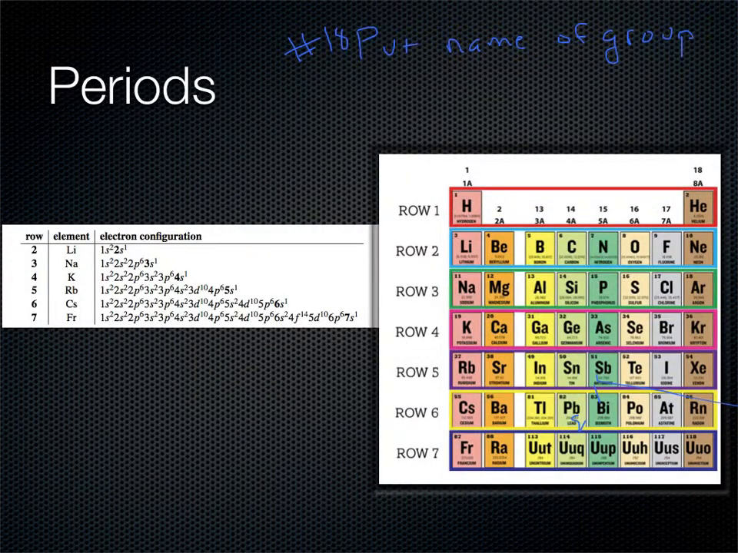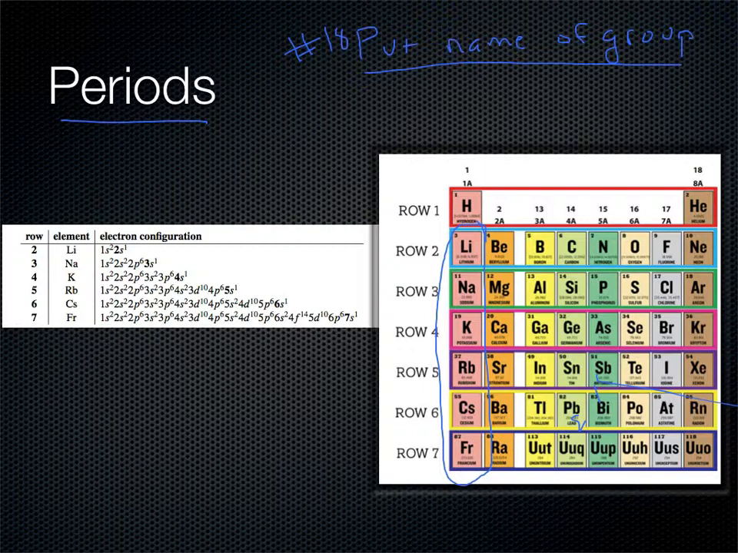So let's take a look at these, and what I want you to do on your sheet, instead of writing in the word period, don't put that in there. I want you to put the name of the group, and we've talked about this. For these guys right here, the ones we're looking at, I want you to put in the name of that group in that blank. So write in what the name of that group is.